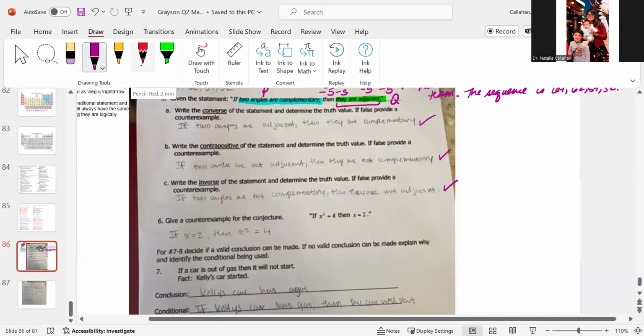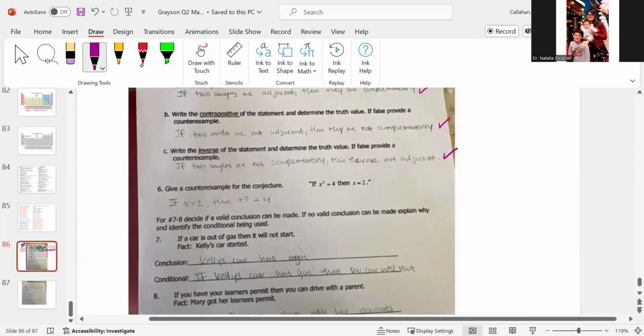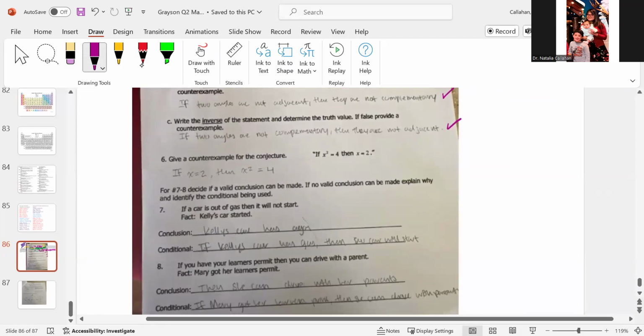Give a counterexample for the conjunction. If x squared equals 4, then x equals 2, right? Yeah, I can check that one. And if you're not sure, you can always search, right? What is a counterexample to, and what you want to do is put quotes there. If x squared equals 4, then x equals 2.